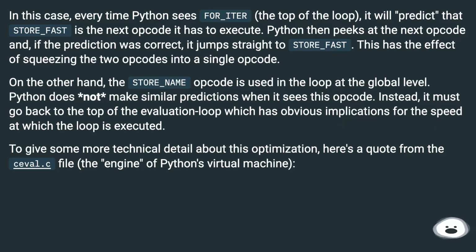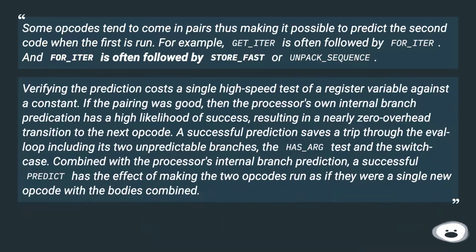To give some more technical detail about this optimization, here's a quote from the ceval.c file, the engine of Python's virtual machine. Some opcodes tend to come in pairs, thus making it possible to predict the second code when the first is run. For example, GET_ITER is often followed by FOR_ITER. And FOR_ITER is often followed by STORE_FAST or UNPACK_SEQUENCE. Verifying the prediction costs a single high-speed test of a register variable against a constant. If the pairing was good, then the processor's own internal branch prediction has a high likelihood of success, resulting in a nearly zero overhead transition to the next opcode.